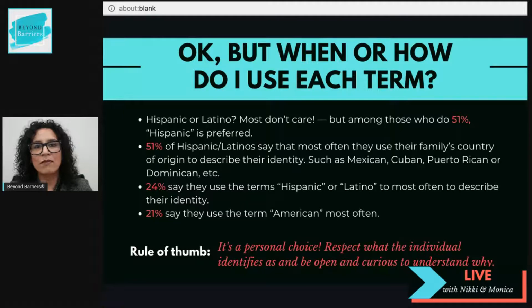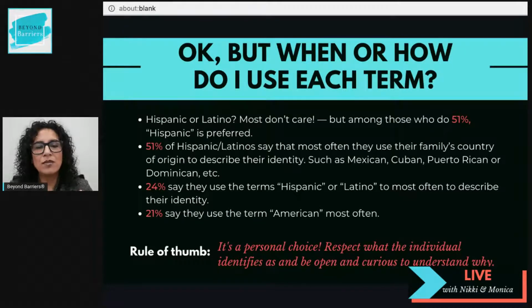I'm third degree, I'm fourth degree. So more and more individuals are now just identifying as American, and that their ethnicity is just what they find much more of an affinity to. So it's important to really think about, how do you use them, or how do you even address somebody? But the rule of thumb is that it's a personal choice.